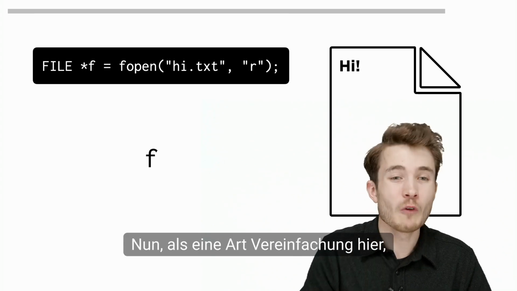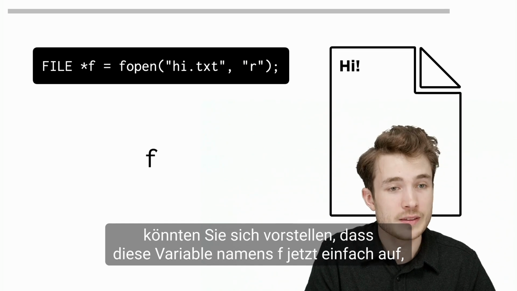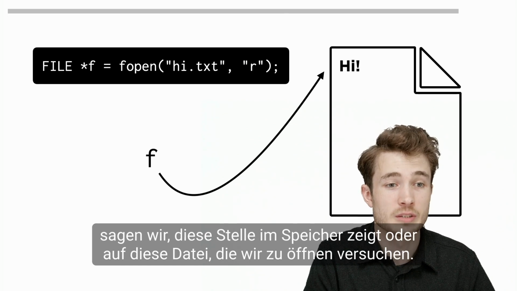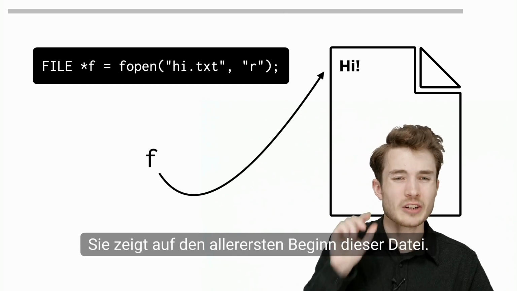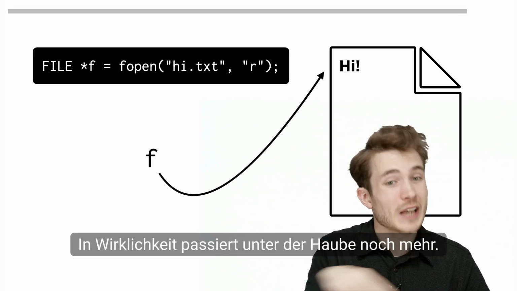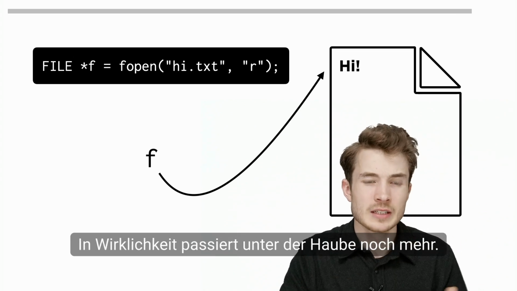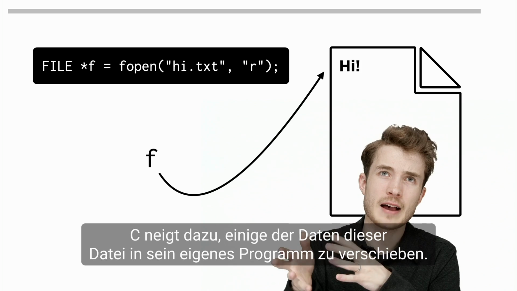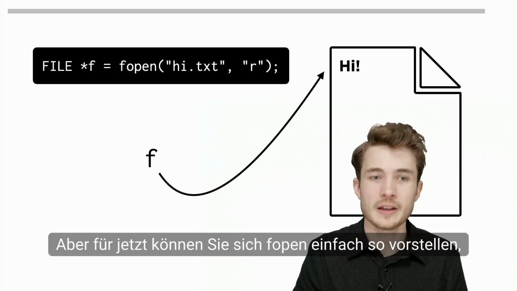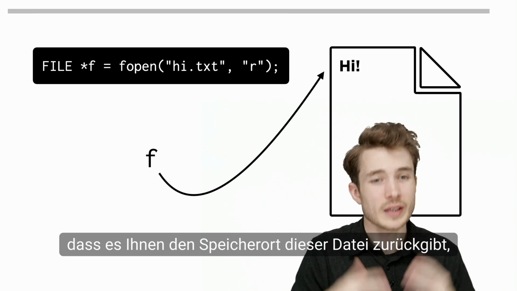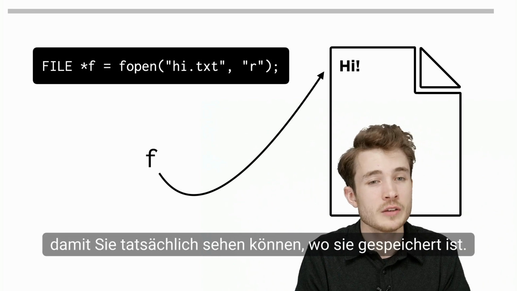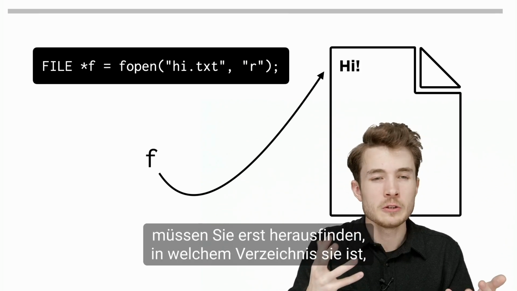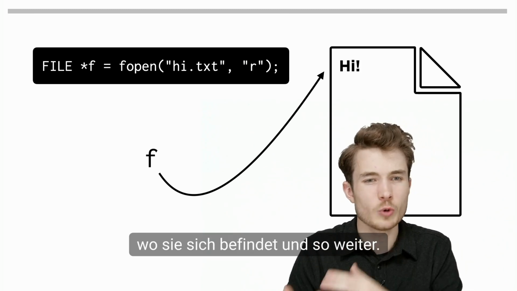Now, as a bit of an oversimplification here, you could imagine that this variable named f now just points to, let's say, this location in memory or this file we're trying to open. It points to the very beginning of that file. In reality, there is more going on underneath the hood, like there is a very special file type like we discussed. C tends to move some of the data of that file to its own program, but for now you could just think of fopen as returning to you the location of this file in memory so you can actually see where it's stored. Much like you trying to find a file to open it, you first have to figure out what directory is it in, where is it located, and so on.